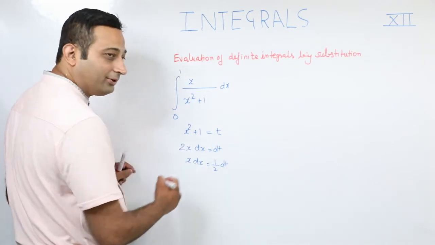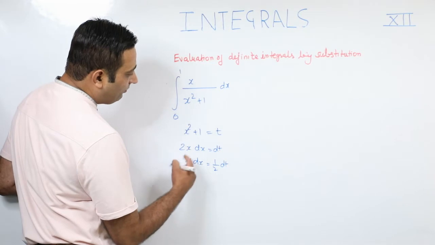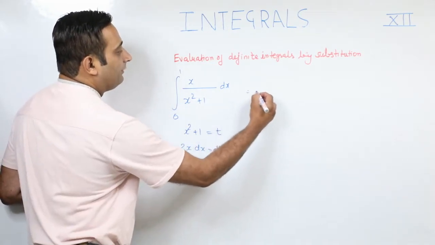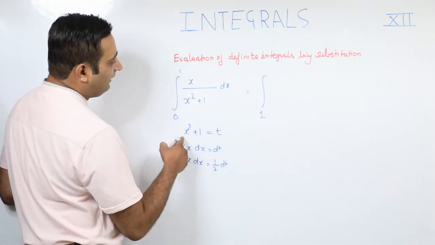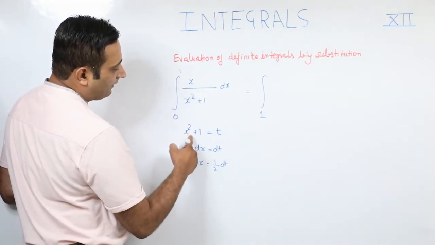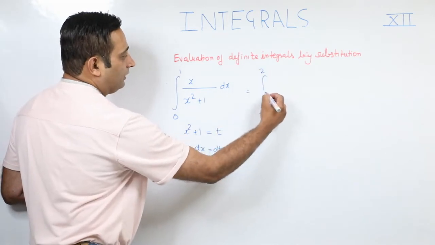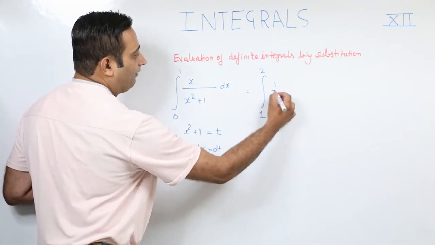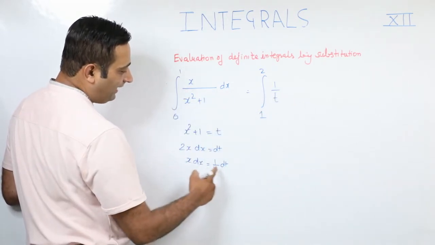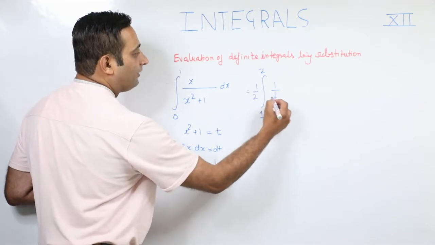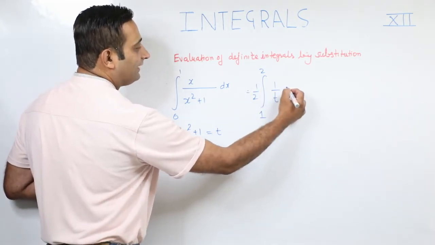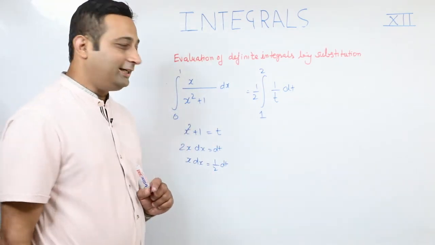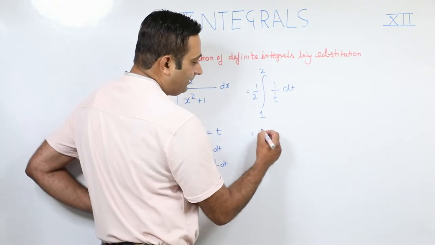Now we have to change the limits also. When x is equal to 0, t would be equal to 1, so the lower limit would change to 1, and when x is equal to 1, we'll get t equal to 2. Now we have x square plus 1 as t, so we have 1 by t, and x dx as 1 by 2 dt. We'll put 1 by 2 in front of the integral, and we have 1 by 2 integral 1 to 2, 1 by t dt.